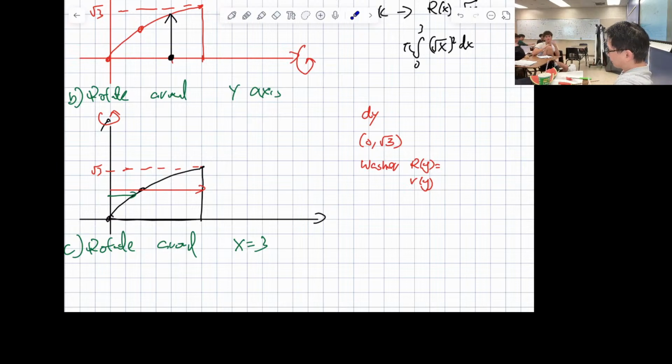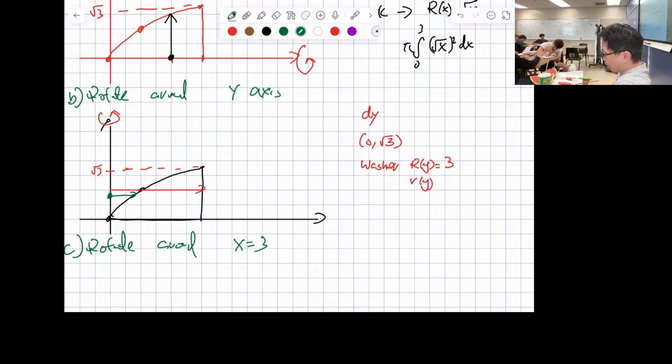Why is it 3 though? Look here. From here to here, it's always 3. It doesn't matter how I draw it. The radius of the outside cylinder is always 3. So the big R is always 3, and the small r is what's changing.